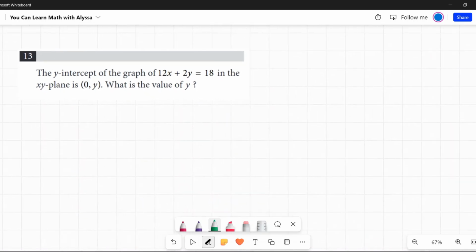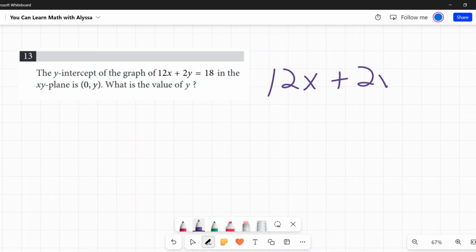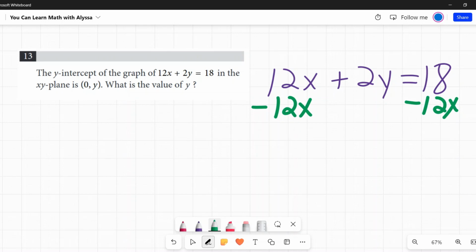Number 13, the y-intercept of the graph of 12x plus 2y equals 18 in the xy plane is (0, y). What is the value of y? The easiest way to do this is to take the standard form of a line and change it into slope-intercept, by which we want to get the y by itself and have everything else on the other side. So first I'm going to subtract 12x from both sides. On the left side, I am left with 2y, and on the right, I have negative 12x plus 18.